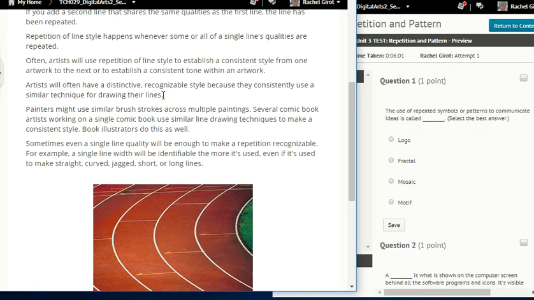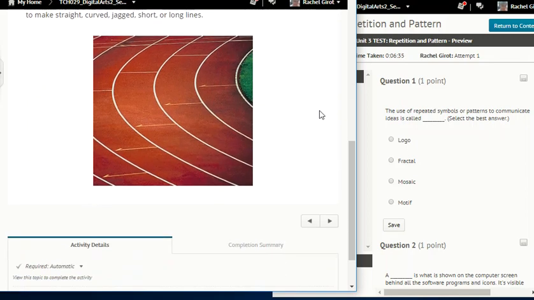Artists will often have a distinctive, recognizable style because they consistently use a similar technique for drawing their lines. Painters might use similar brush strokes across multiple paintings. Several comic book artists working on a single comic book use similar line drawing techniques to make a consistent style. Book illustrators do this as well. Sometimes even a single line quality will be enough to make a repetition recognizable. For example, a single line width will be identifiable the more it's used, even if it's used to make straight, curved, jagged lines or long lines.